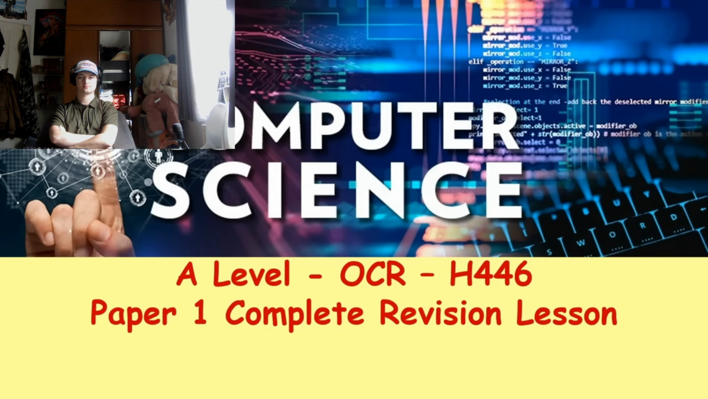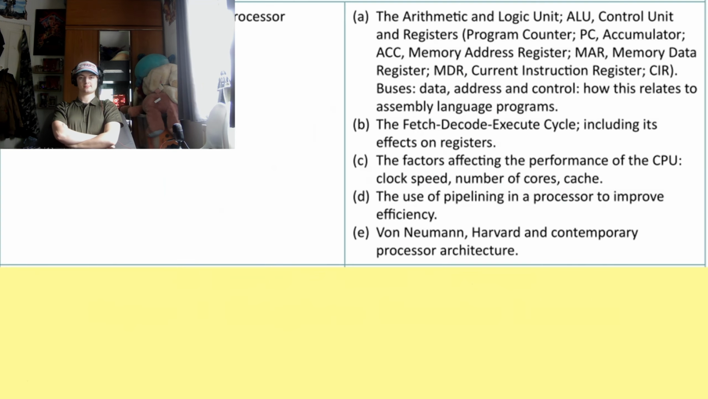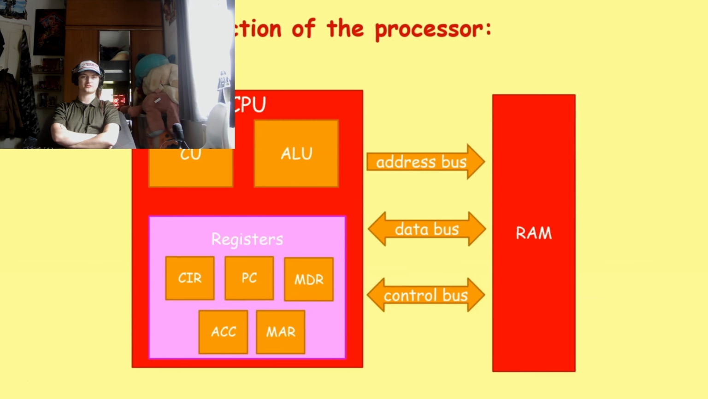This is my A-level complete paper 1 revision lesson. Let's get started. Beginning with 1.1.1, structure and function of the processor. One of the easiest topics. Here we go. This is a diagram. This is what we're going to be talking about in this section. All the different bits and pieces.